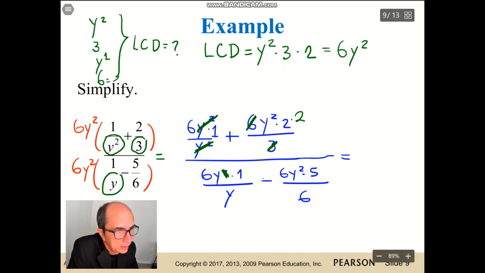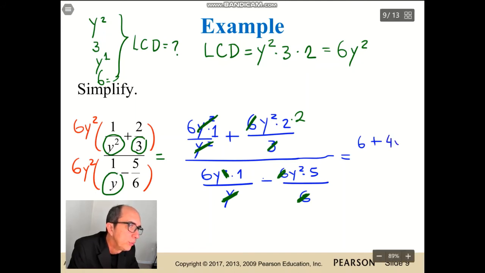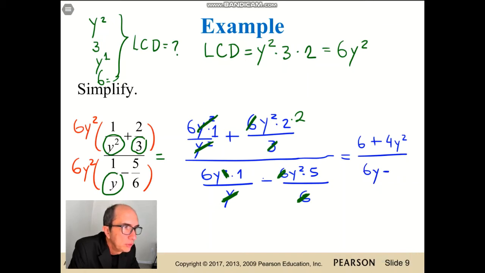Y squared, we can simplify actually with this y, and 6 we can simplify with that 6. Rewriting, then we have 6 times 1 plus 6 times 2, y squared times 2 times 2, 4y squared, over 6y times 1, 6y, minus y squared times 5, 5y squared.